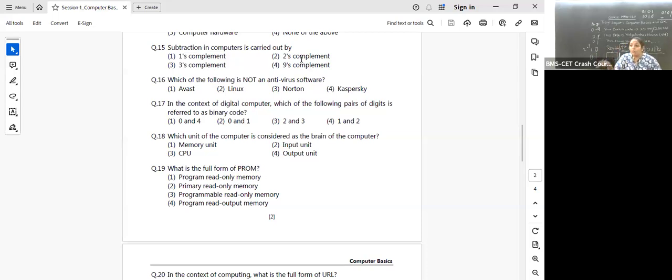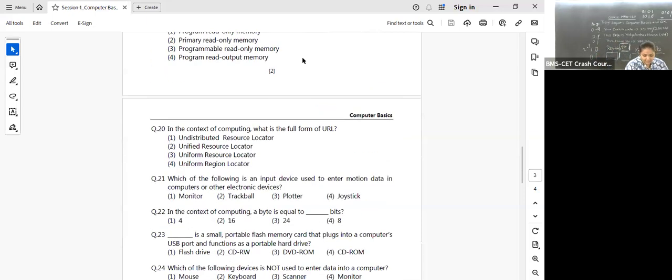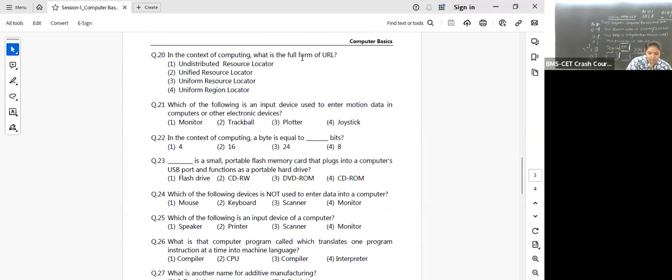So if I say PROM, it is programmable read-only memory. Please mark that. And why programmable? As I said, I am a manufacturer. I will manufacture empty chips, empty ROM, and I will let the user program it. That is why it is called programmable. Done.